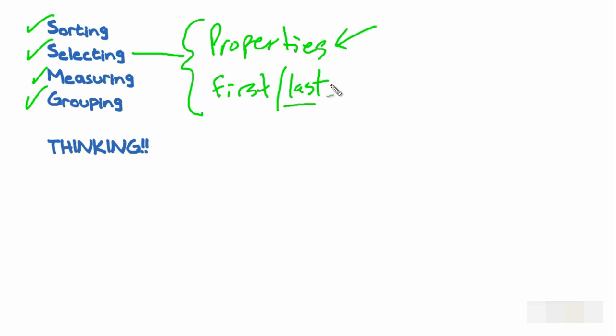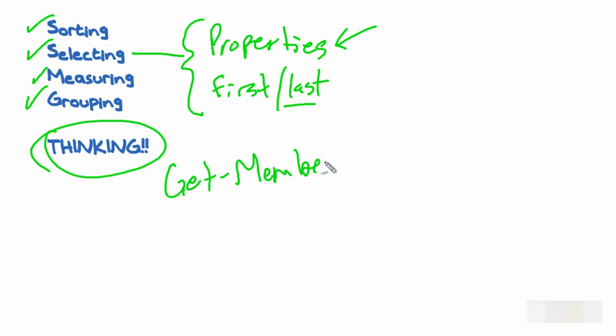And you know what? That's really what this was all about. Thinking about what's in the pipeline at each stage, thinking about what each command is doing, and remembering that your good buddy Get-Member is always there to tell you what's in the pipeline at that point so that you can avoid those common mistakes that newcomers tend to get tripped up by.